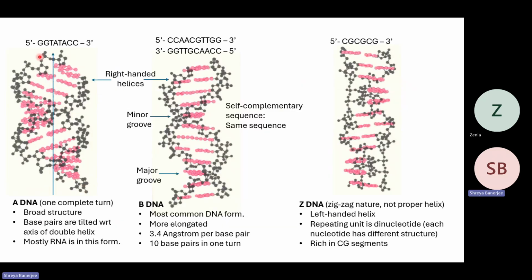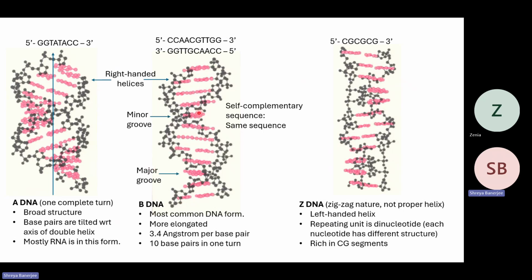Now DNA can be of 3 major conformations. The most common form of DNA that occurs in most cases is B-DNA. It is the most elongated DNA. Per base pair, there is a rise of around 3.4 angstrom, and in each turn of the helix there are 10 base pairs.